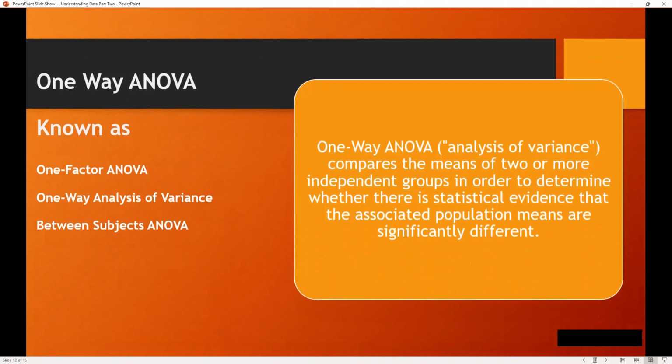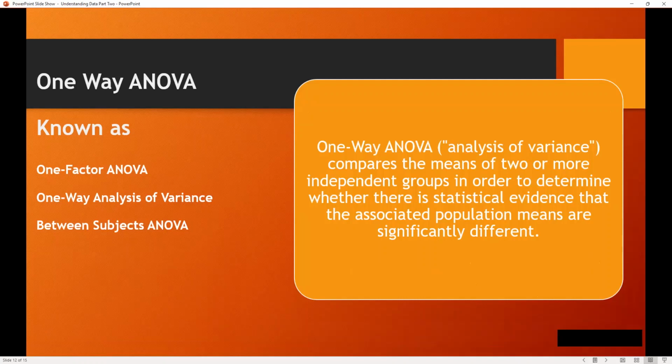So the last parametric test we will be considering today is one-way ANOVA. The one-way ANOVA is also known as the one-factor ANOVA, one-way analysis of variance, and between subject ANOVA. One-way ANOVA compares the means of two or more independent groups in order to determine whether there is statistical evidence that the associated population means are statistically different.